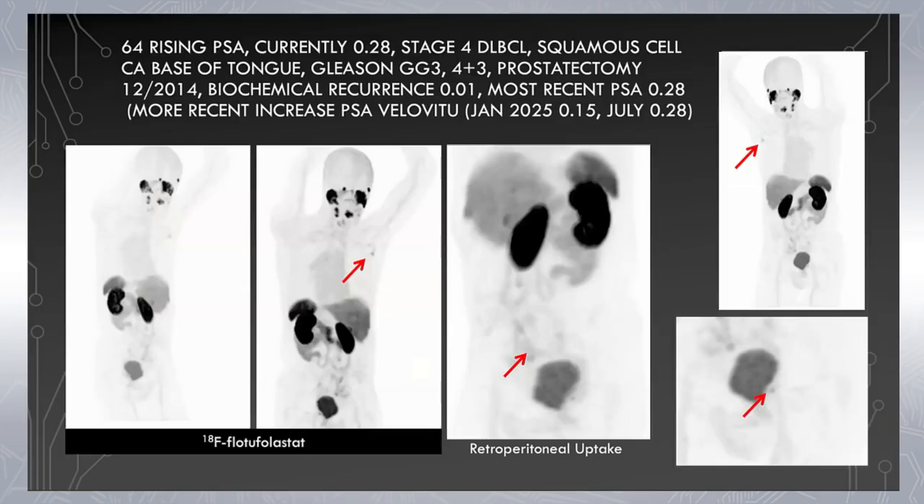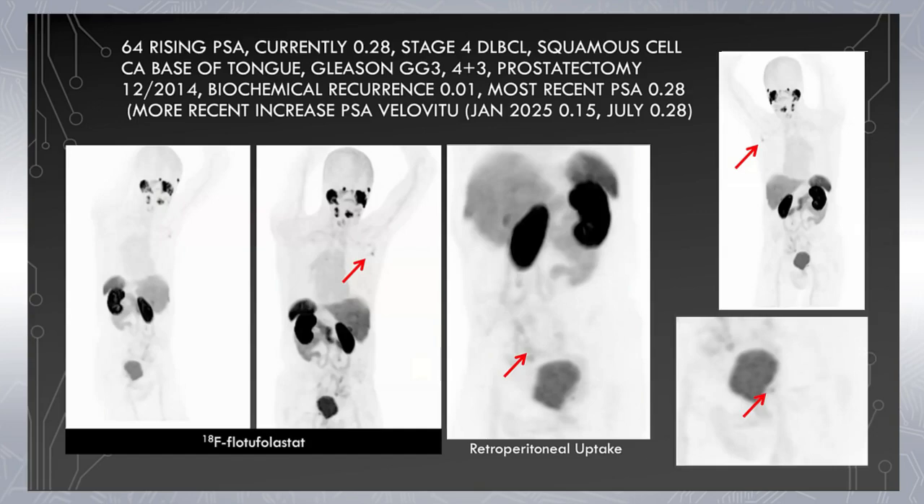This is a 64-year-old with a rising PSA, currently 0.28, stage 4 diffuse large B-cell lymphoma, and a history of squamous cell carcinoma at the base of the tongue. Gleason grade group 3, 4+3, prostatectomy, 12-14, biochemical recurrence of 0.01, most recent PSA 0.28, with more recent increased PSA velocity: January of 2025 at 0.15, July of 2025 at 0.28.